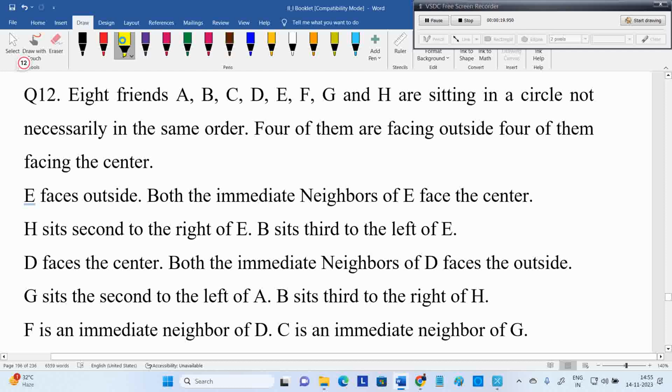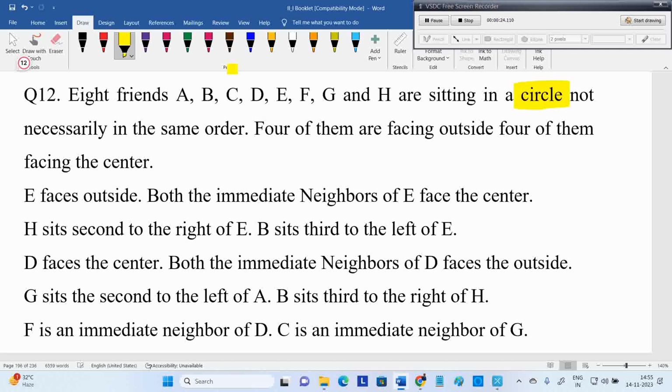We already solved certain questions related to circle. But the specialty in this question is four of them are facing outside and four of them are facing towards the center. So among 8 people, 4 are facing towards the center and 4 people are facing outside. And the problem in the question is, we don't know who the 4 people facing towards the center are, who the particular people facing outside are.